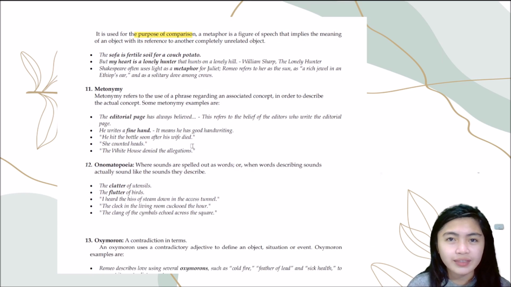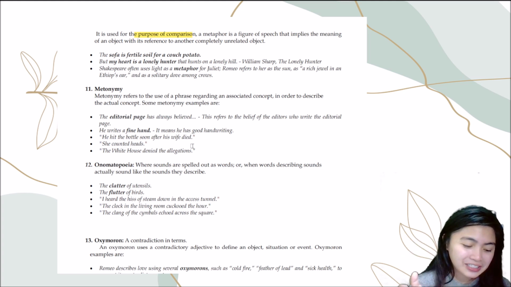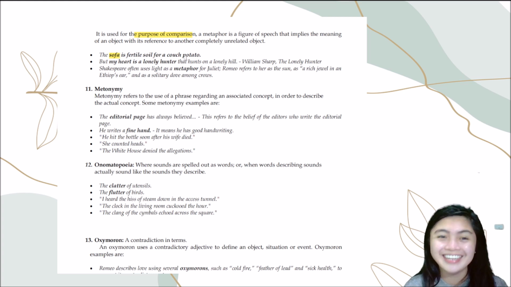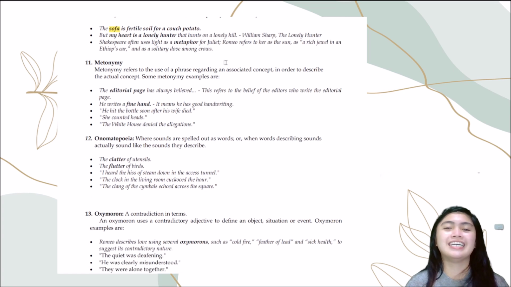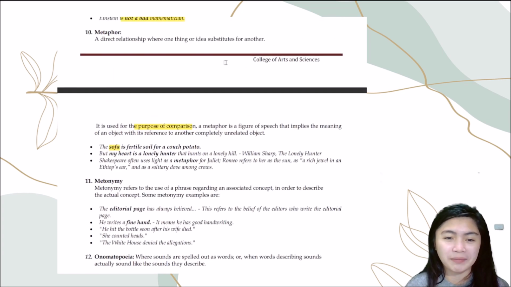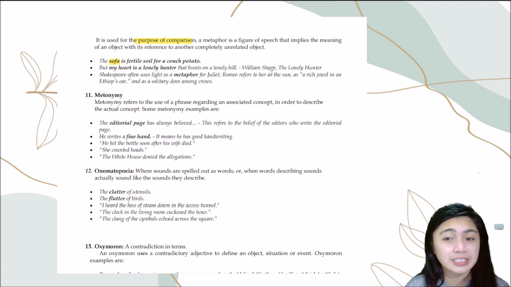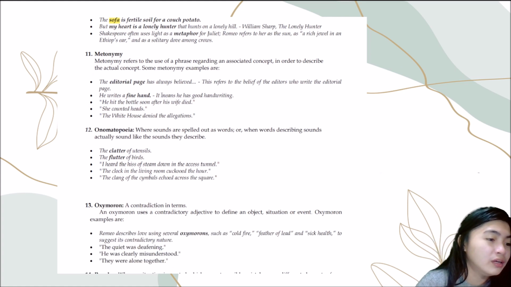So, parang dinedefine mo yung certain subject of the sentence. So, in this case, sofa yung subject of the sentence. Sofa ang pinag-uusapan. So, the sofa is fertile soil for a couch potato. Ayan, but my heart is a lonely hunter that hangs on a lonely hill. Yan, mga yan. Ayan yung mga example niyan. Shakespeare uses light as a metaphor for Juliet. Romeo refers to her as the sun, as a rich jewel in an Ethiop's ear. Yan. And then we move on to metonymy.